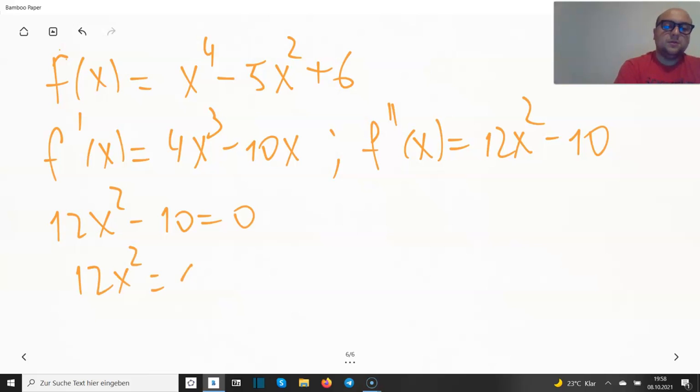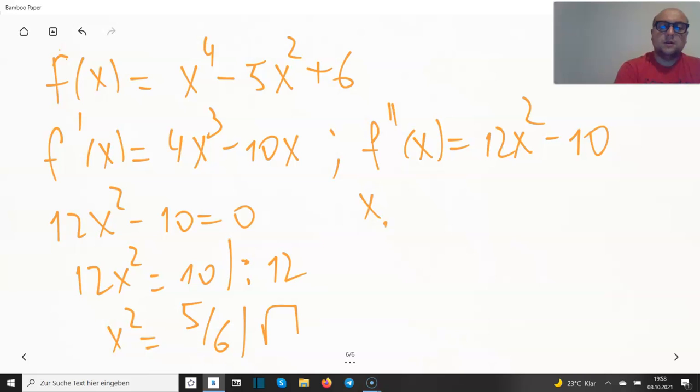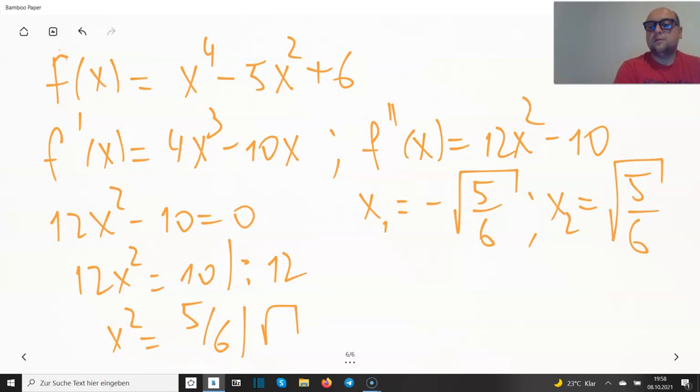12x squared equals 10. We divide it by 12. x squared equals 5 divided by 6. We take a square root. x1 is minus square root of 5 divided by 6. x2 is square root of 5 divided by 6.